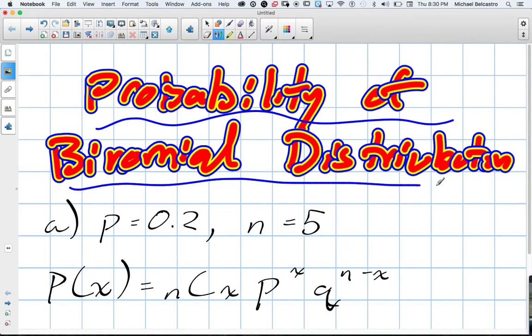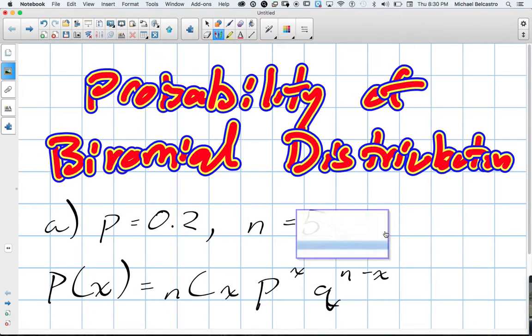Probability distribution with binomial distributions here. So they've given us some information, and we have to make sense of what does this all mean.